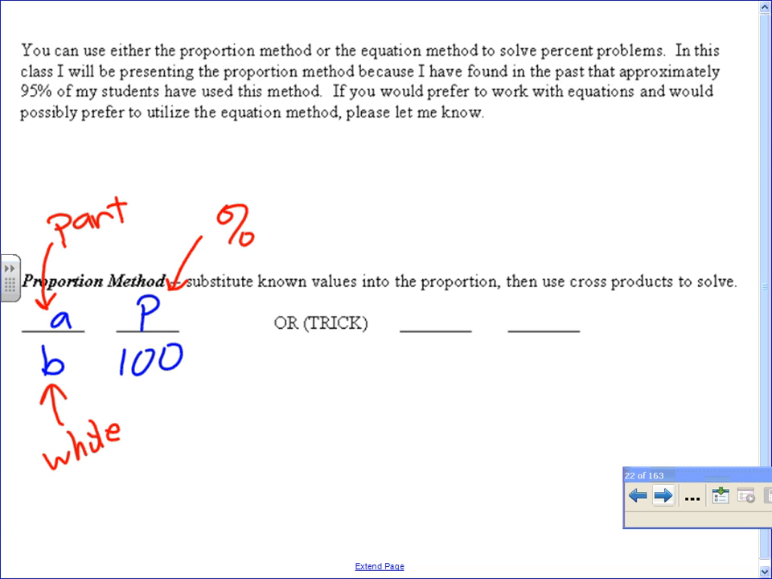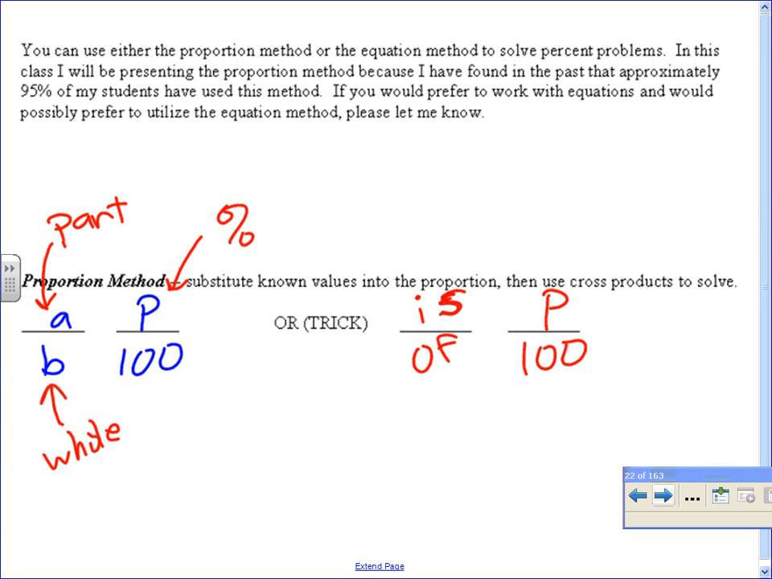So here's what it is. Part over whole equals percent over 100. So it's the part of the number over the total number equals whatever the percent is as a percent, not as a decimal, over 100. The shortcut is is over of equals the percent over 100. And I'll show you what I mean by that.